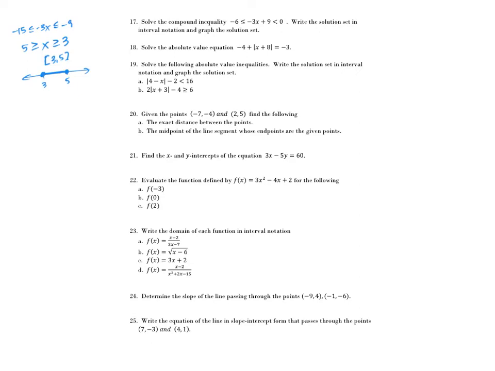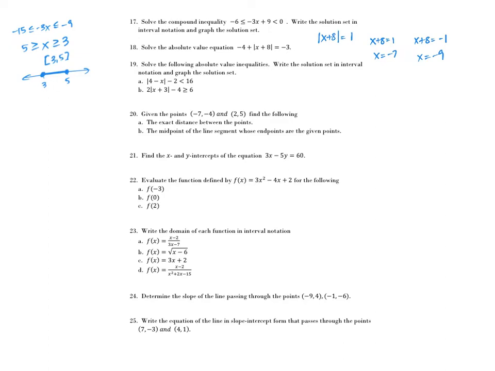Solve the absolute value equation. So the first thing I'm going to do is add 4 to both sides. So I have absolute value of x plus 8 is equal to 1. And so now I can get rid of that absolute value, and I get 2 equations. From that, I get either x plus 8 is equal to 1 or x plus 8 is equal to negative 1. And then I can subtract 8 from both sides. So I get negative 7 and negative 9.